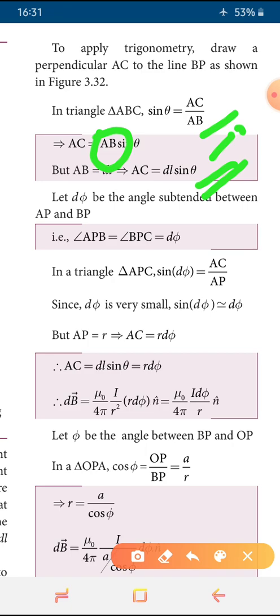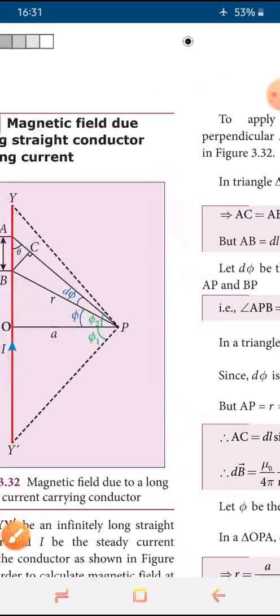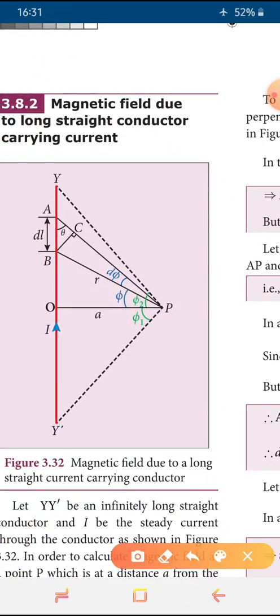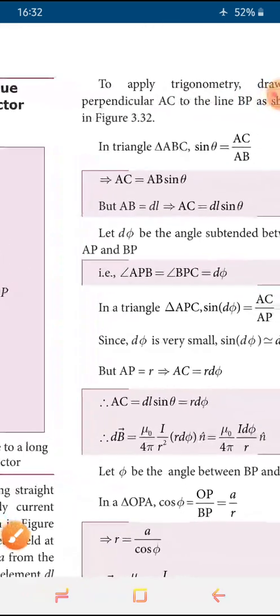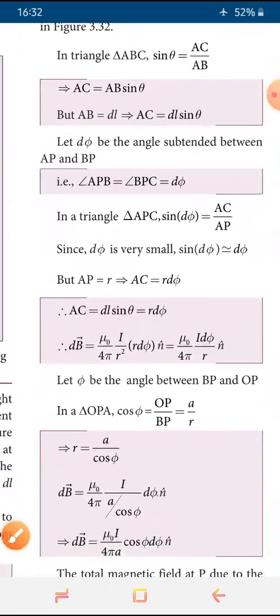And next we are taking the small angle d phi. We are going to take the triangle with d phi. So we know where d phi is. See the figure, this is the angle d phi. We can take triangle BPA or BPC. Angle BPC has the value d phi, or we can take APB. You can take this, so we take that equal to d phi.